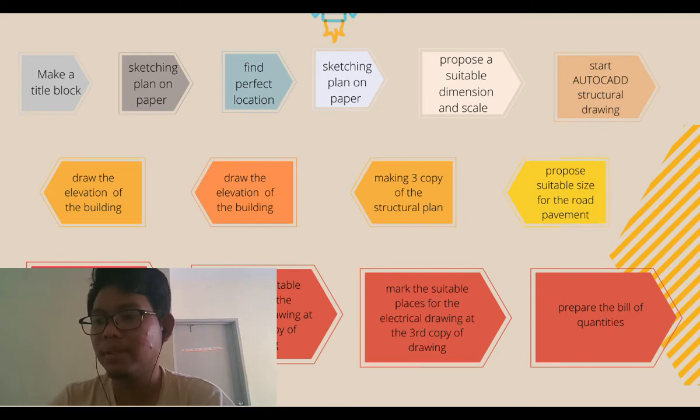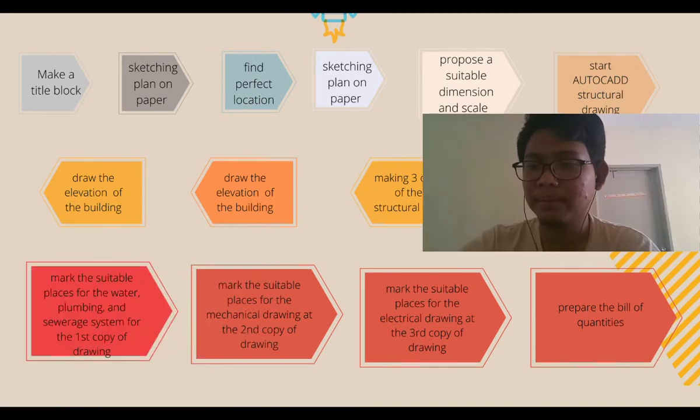Next, we propose a suitable size for the road. Then, after the structural drawing is done, we make 3 copies of the structural plan. Next, we draw the cross section area of the plan. We draw the front, rear and side of the drawing. Next, we discuss the suitable place for the symbol of water pumping and sewerage system drainage for the first copy of the AutoCAD.